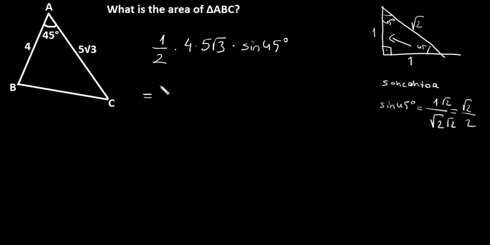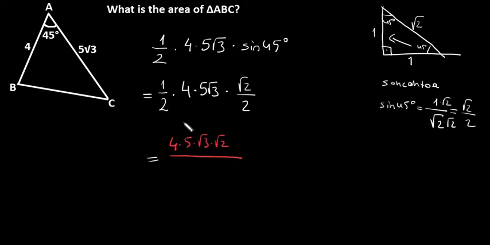Okay, then let's find the area. 1 over 2 times 4 times 5 root 3 times sine of 45, which is root 2 over 2. Actually, we can just simplify the 4 with 2 times 2, because 2 times 2 is 4, and 4 divided by 4 is 1. But let's just multiply the numerators: 4 times 5 times root 3 times root 2, over the denominators, 2 times 2.